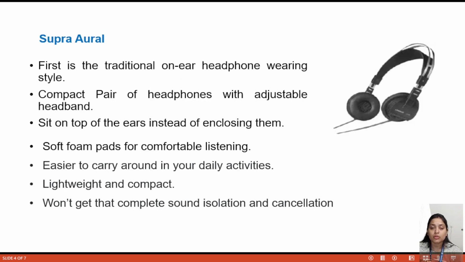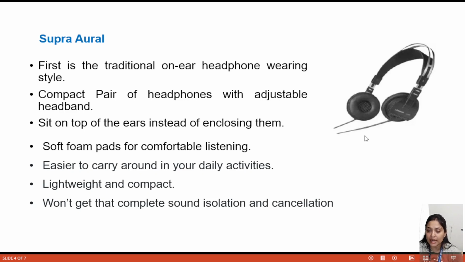So what is supraaural? This is the first, traditional on-ear headphone wearing style. It looks like that. A compact pair of headphones with an adjustable headband. You can see we can adjust through this. It sits on the top of your ears instead of enclosing them. Soft foam pads are there, which are comfortable for listening.